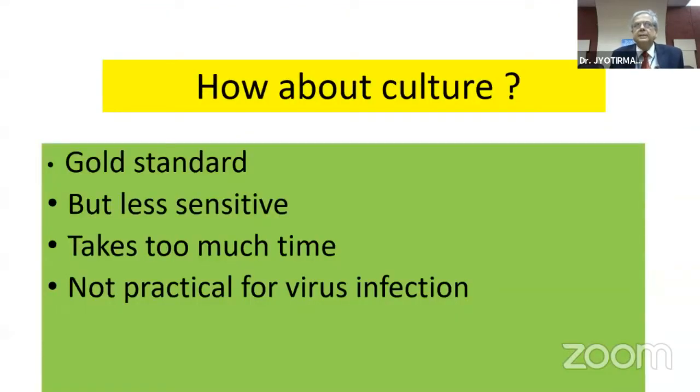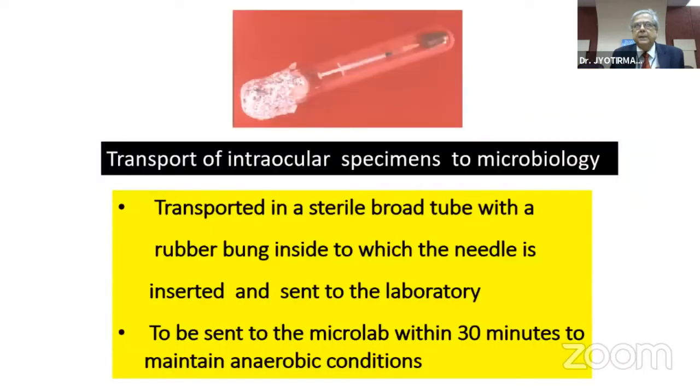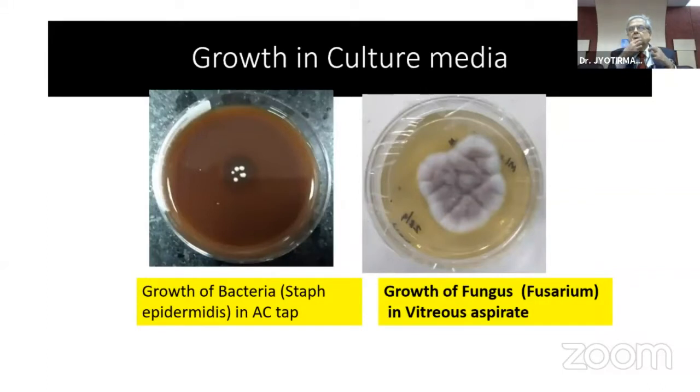What about culture? Culture is the gold standard, but less sensitive, takes too much time, and is not practical for virus infection. How do you transport the intraocular specimens to microbiology? It has been told. You can use a sterile broth tube with a rubber band inside, to which the needle is inserted and sent to the laboratory so that anaerobic conditions can be maintained. And it should be sent as soon as possible to the micro lab, within 30 minutes, to maintain the anaerobic conditions. And you can see the growth of bacteria cultures or fungus cultures in the plates.